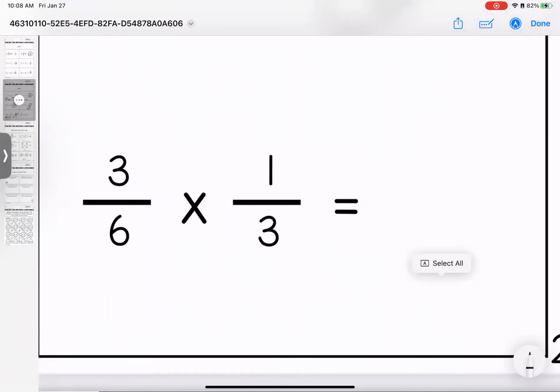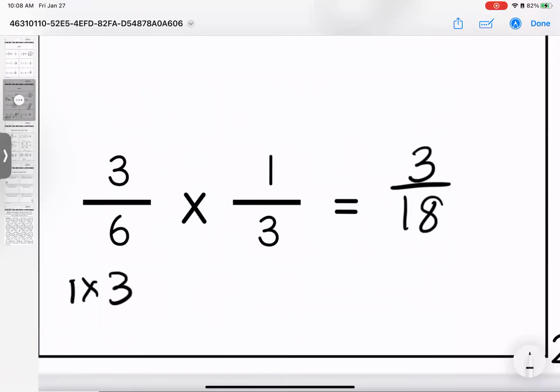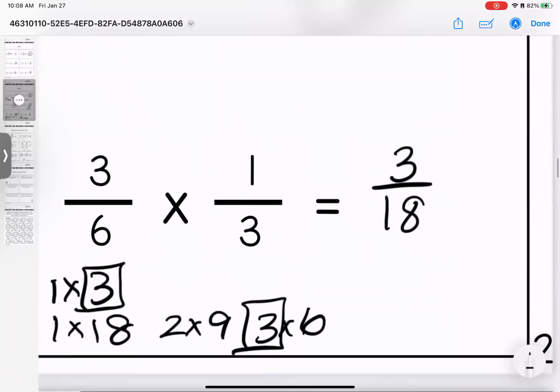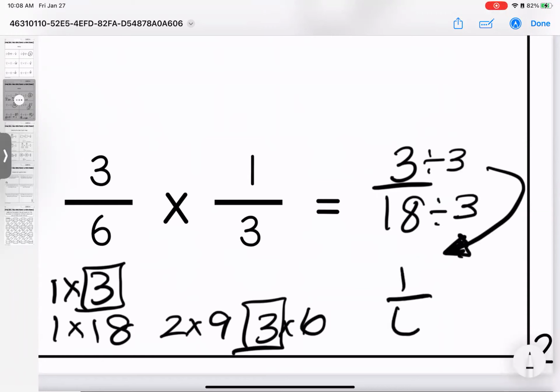All right, over here we have 1 times 3 is 3. 6 times 3 is 18. If I do my factors, I have 1 times 3. I have 1 times 18. I have 2 times 9 and 3 times 6. We have a common factor, ladies and gents. We can divide both of these by 3. When I do that, my simplest form is 1/6.